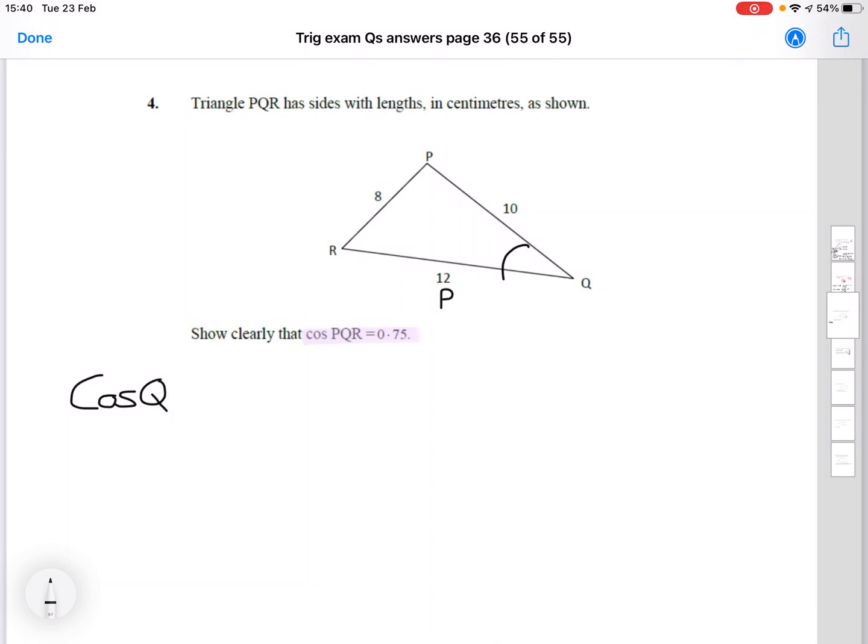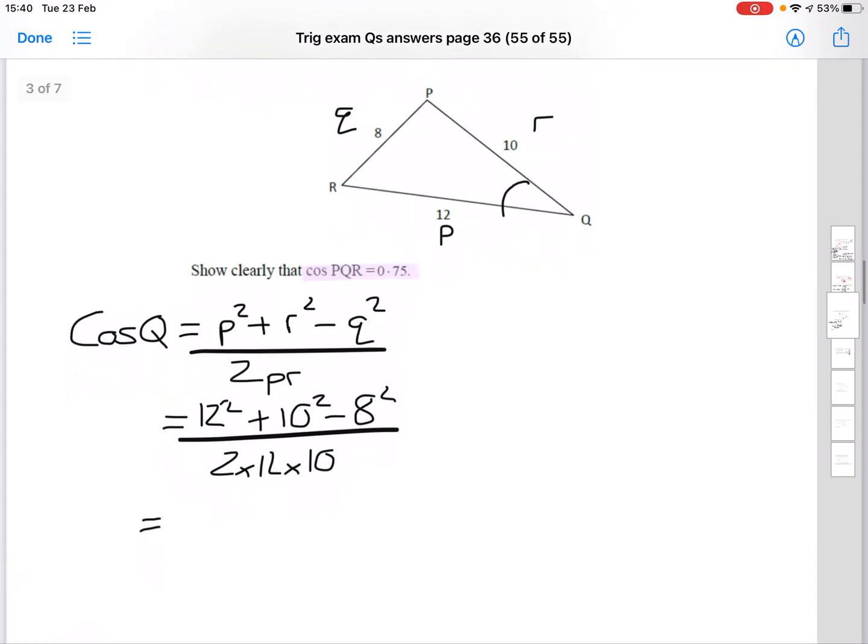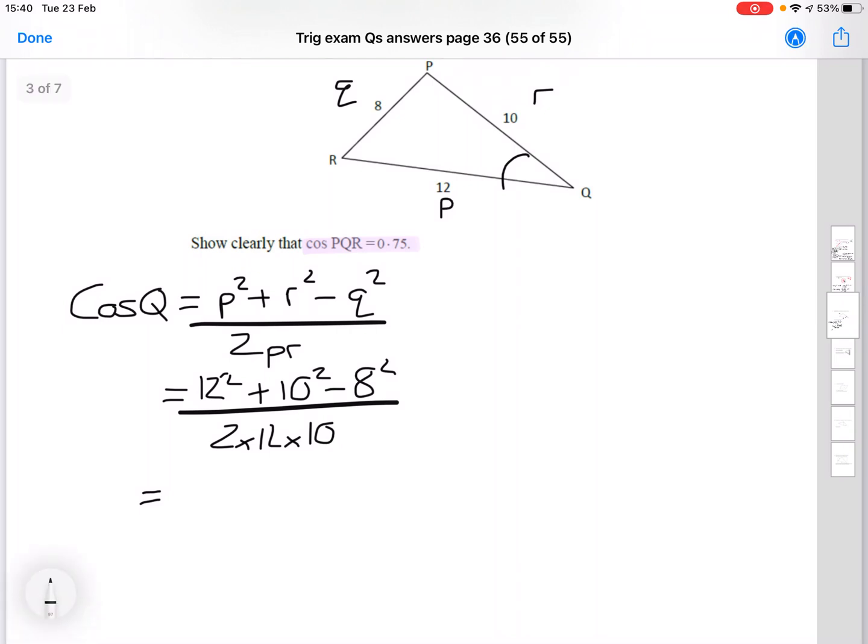If we letter the sides P, Q and R, and our formula is for cos of Q, it will be the other two letters first. So P squared plus R squared, and then minus that Q squared, over 2PR. If we put these numbers in the right places, here we have 12 squared plus 10 squared minus 8 squared over 2 times 12 times 10. This type of question would probably be a non-calculator question because it's a show that the answer is 0.75 style question. So I'm going to do it without.